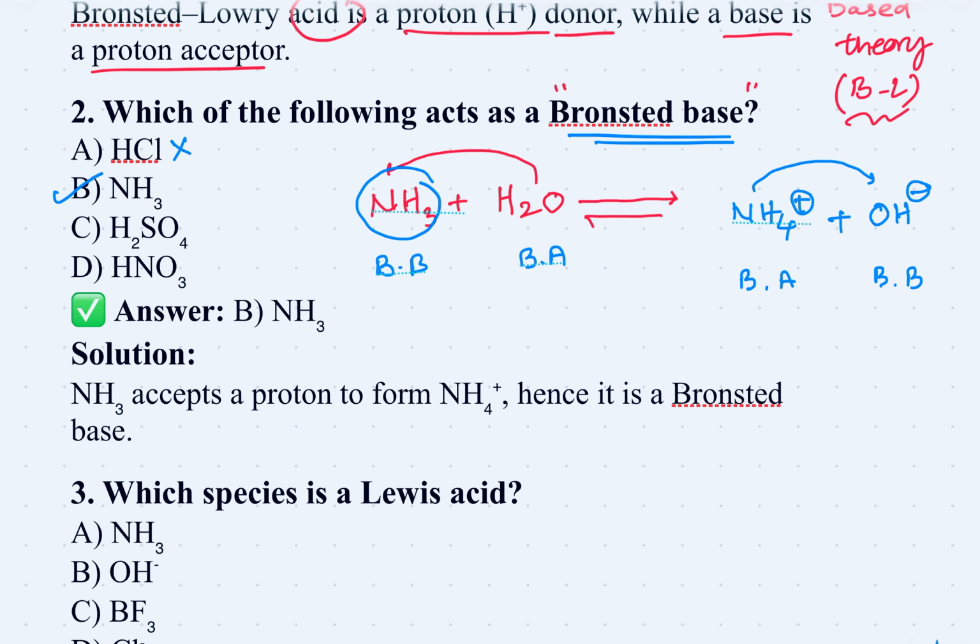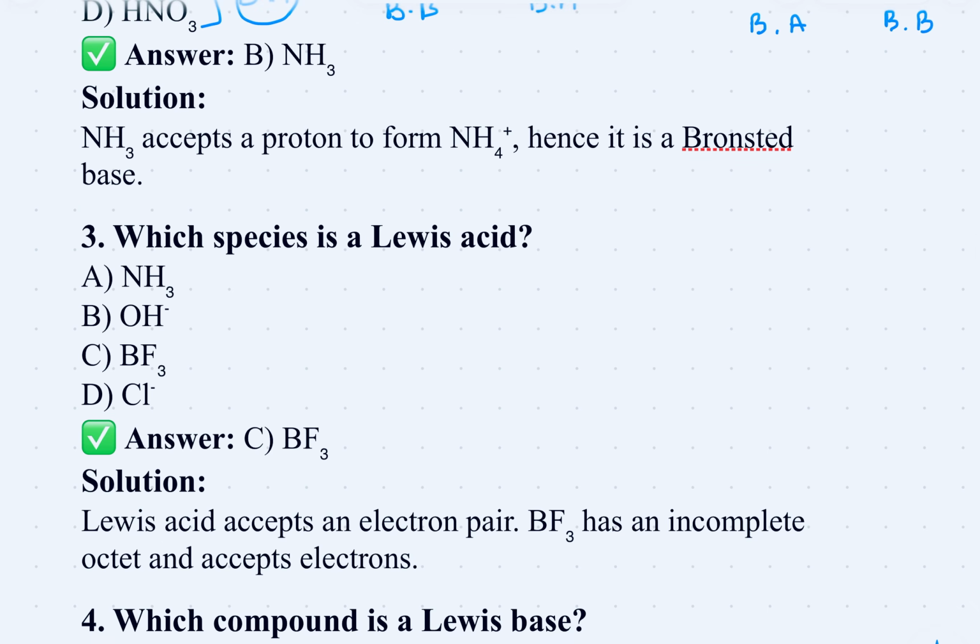Clear? H2SO4 is an acid. HNO3, these two are also acids. Okay, these are your Brønsted acids. I will explain clearly one by one. Now, see this. NH3 accepts the proton from NH4+ and hence it is called a Brønsted base. Clear? So that is the meaning.